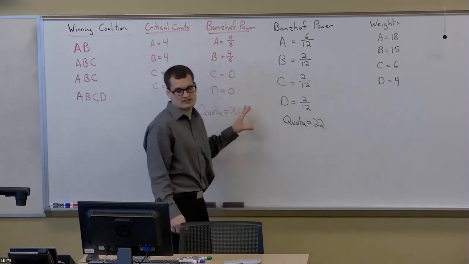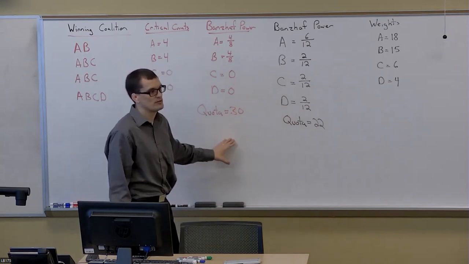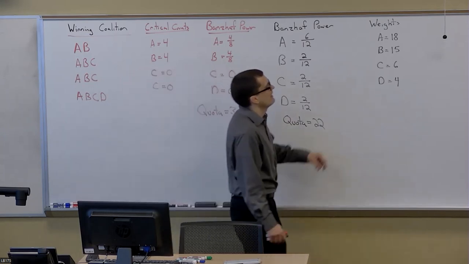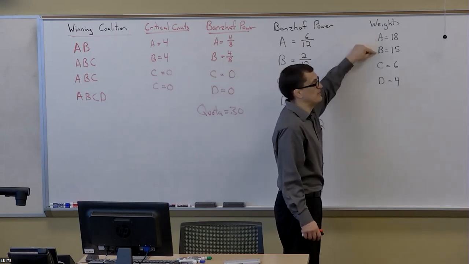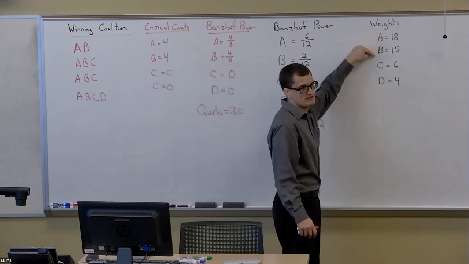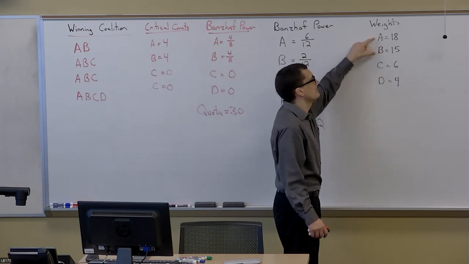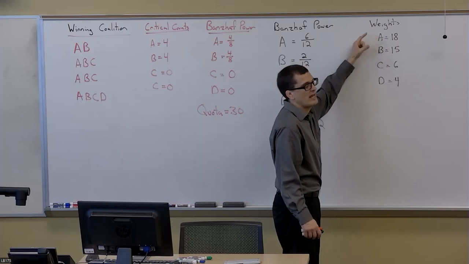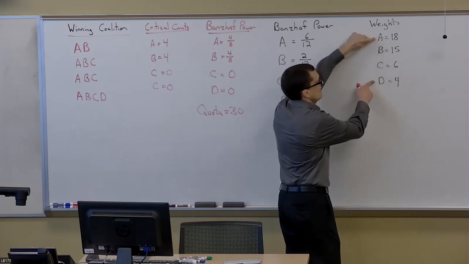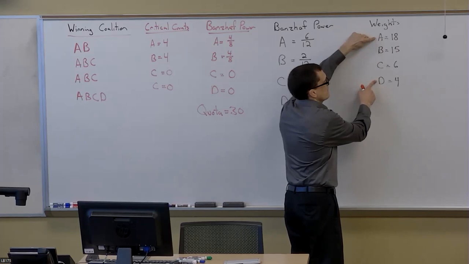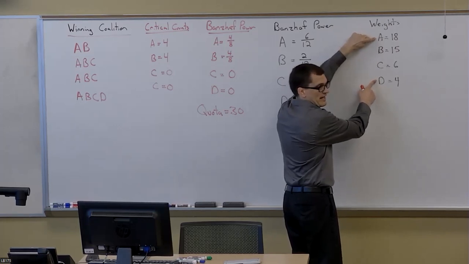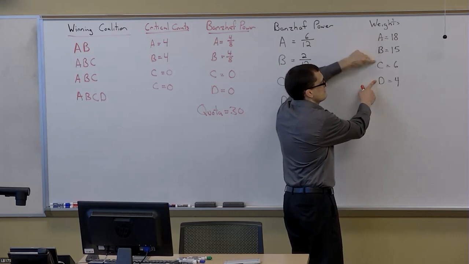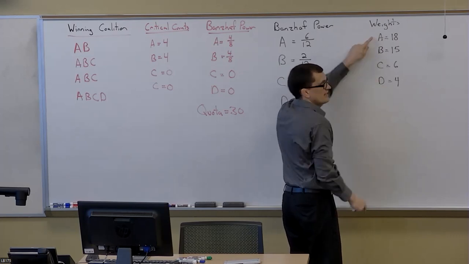Adjusting the quota can adjust the power. That's true. But it's never going to make B have more power than A, because B always has less weight than A. Does that make sense? It can make B have equal power to A. And the same thing is true with A and D. D has less weight, so it's never going to have more power than A. But you could devise a system where A and D had equal power.